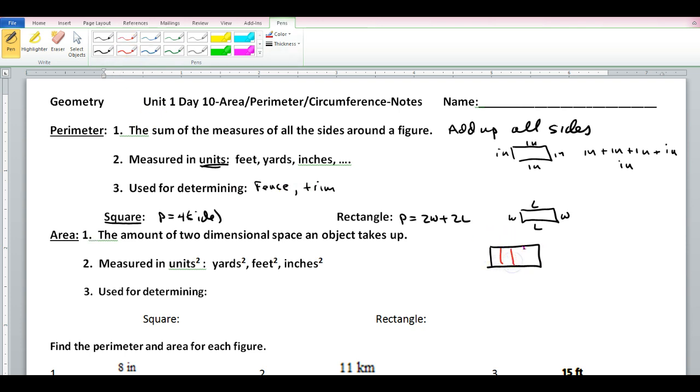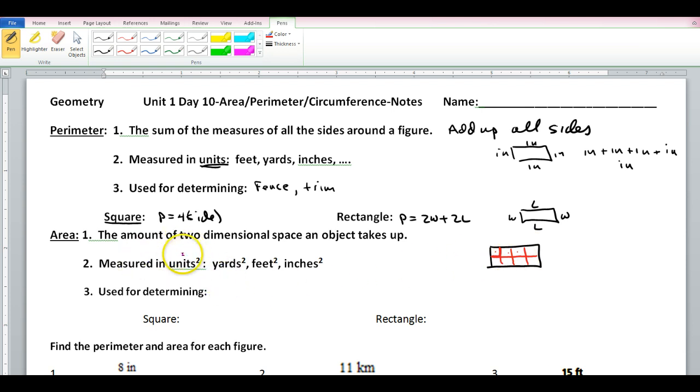And if you remember, back in junior high, you used to count the number of boxes inside to find the area. That's because each box was made up of squares, which were 1 unit by 1 unit squares. So you could get away with just counting the boxes.